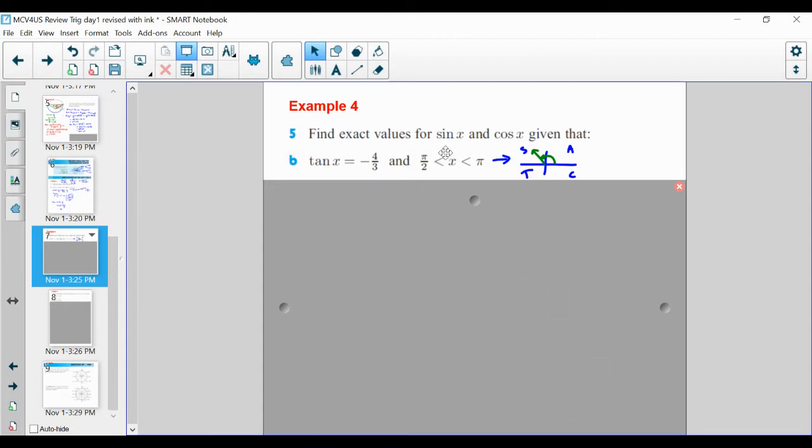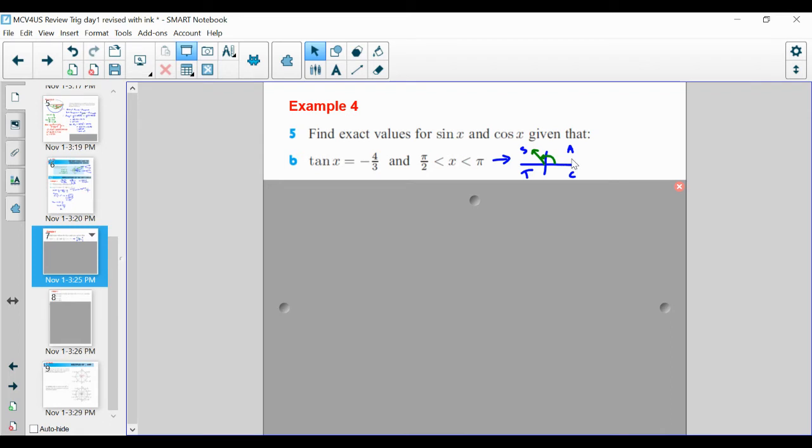So if we want to find exact values for sine x and cosine x, if we're already given a value for tan x, this is similar to an example we saw before. First, we need to pay attention to this. We need to see that x is between pi over 2 and pi. That means between 90 degrees and 180 degrees. So my terminal arm is rotated into this quadrant.